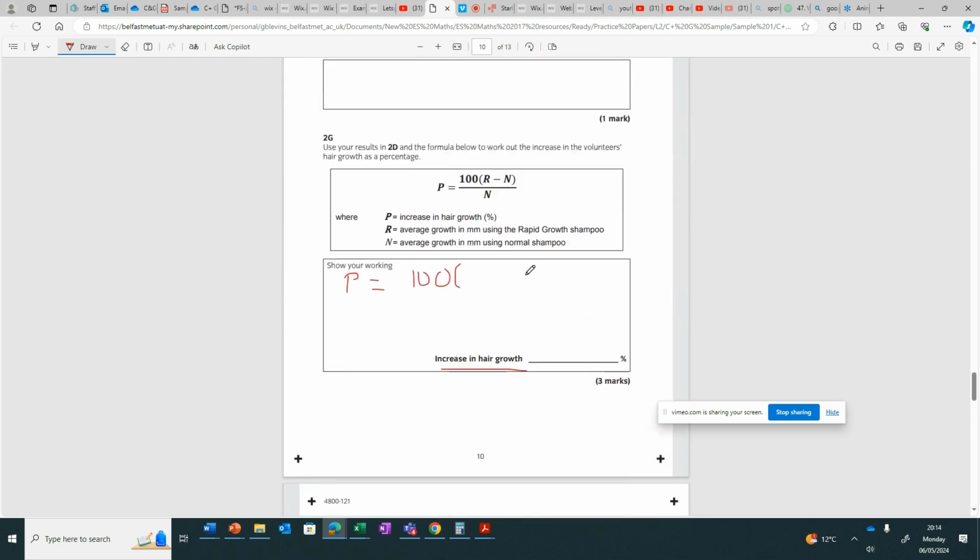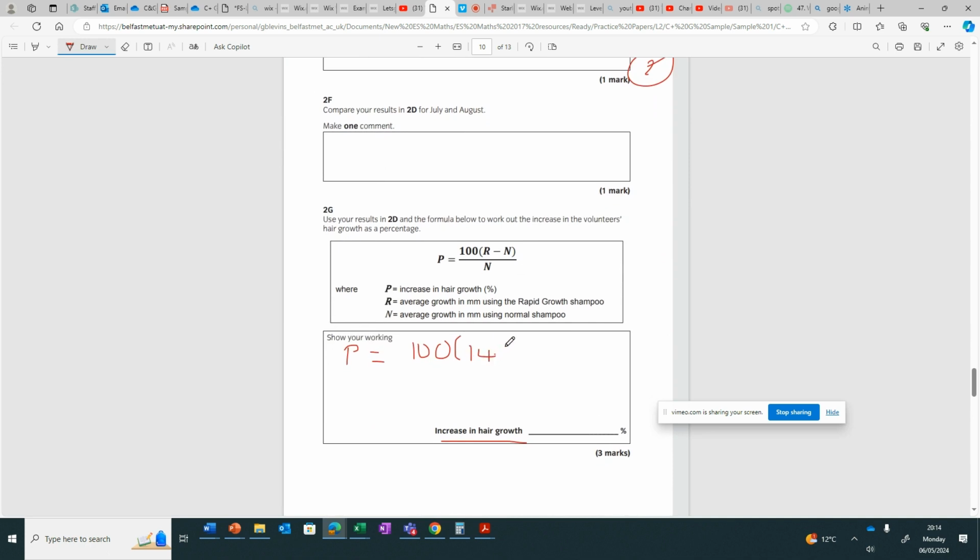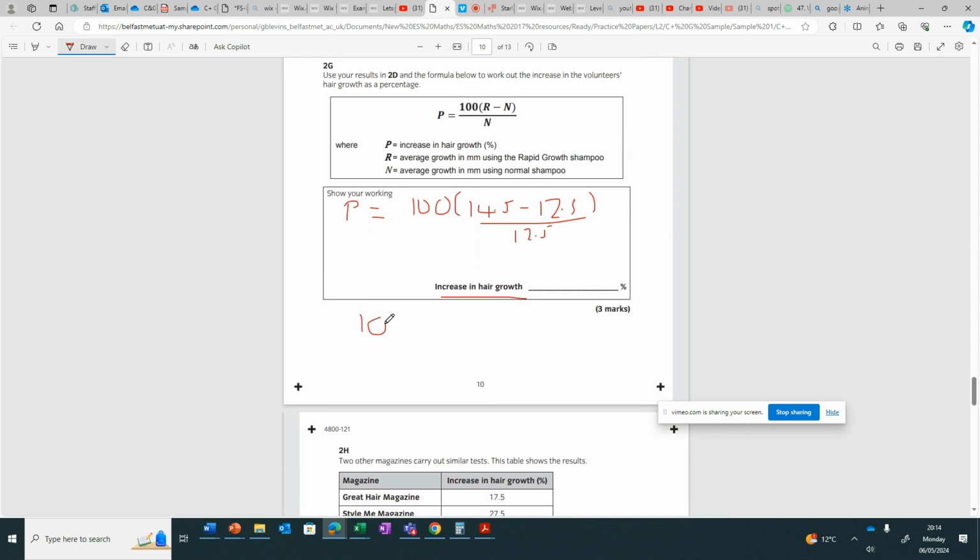The 1N is the normal shampoo, which is 12.5. And then we divide that by 12.5. Then we do 100. There's no space here between the brackets and the numbers, it means multiply. And then we do whatever's in the brackets first. So 14.5 take away 2.5 leaves you 2.